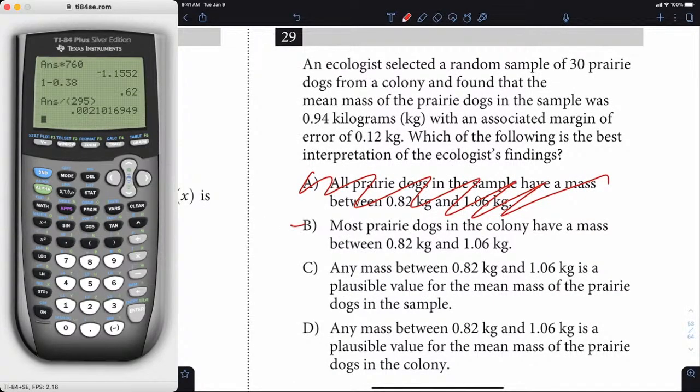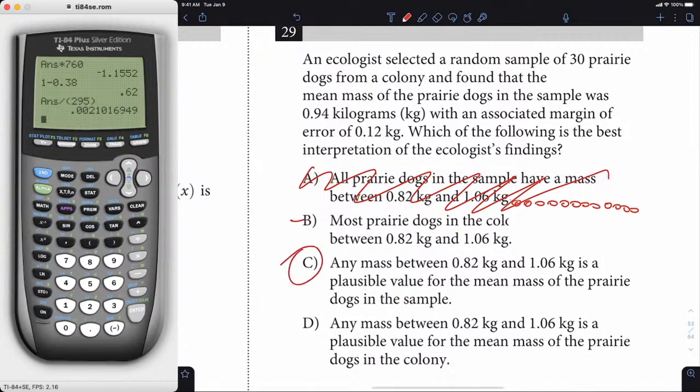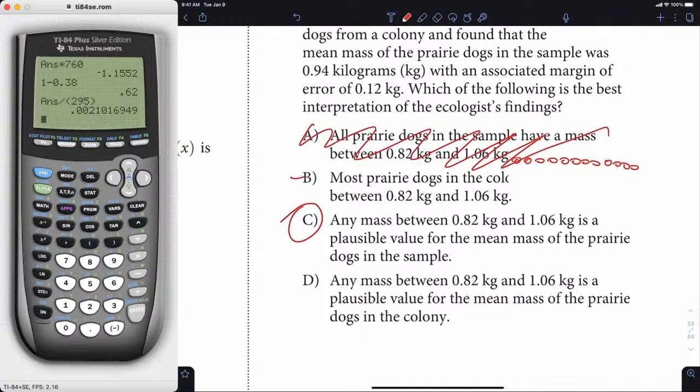Any mass between 0.82 and 1.06 is a plausible value for the mean mass? Yes, the answer is C. Because there's a margin of error of 0.12, it could be 0.12 higher or 0.12 lower. The mean mass, we just don't know. There's a margin of error.